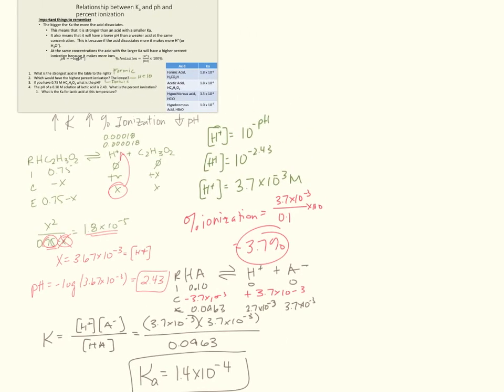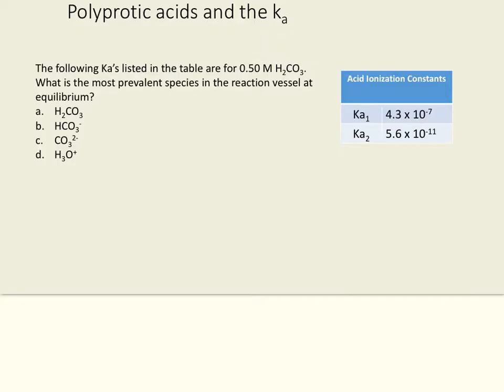All right, so there's the whole screen if you need to pause it and check your stuff. All right. The following Kas listed in the table are for 0.5 molar H2CO3. What is the most prevalent species in the reaction vessel at equilibrium?